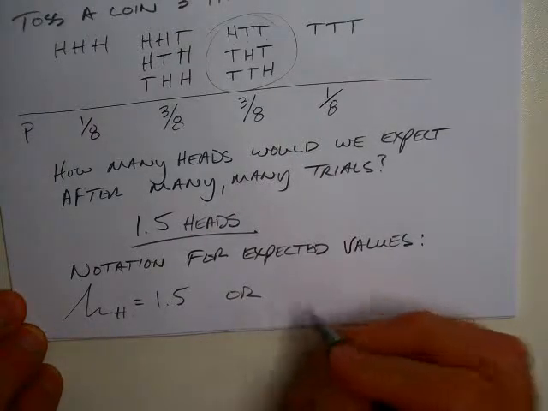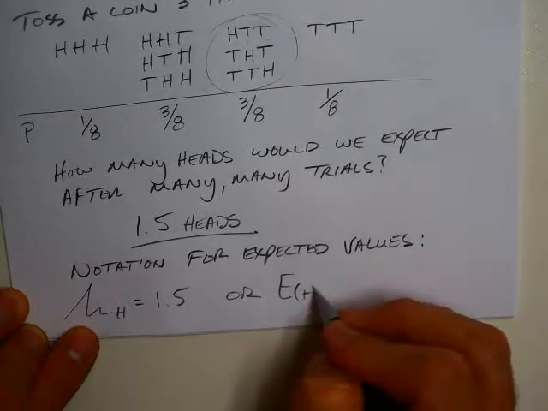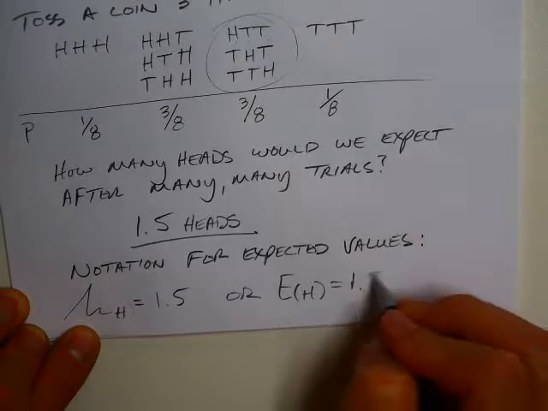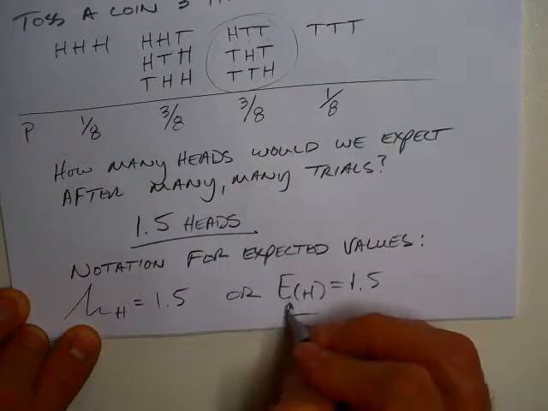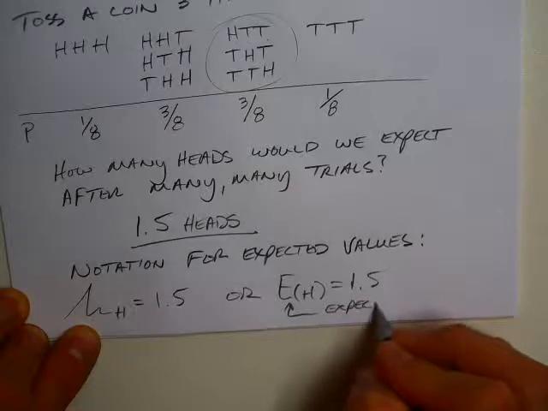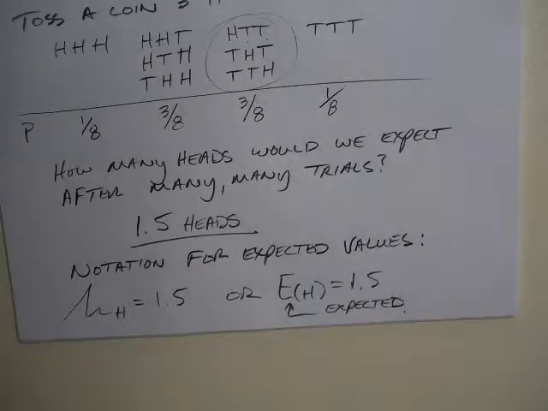Or, this is the new one to me, this big E of H equals 1.5. This is expected value. I don't know how often that'll come up because I haven't looked through the whole chapter yet, but it's worth noting that this book uses that notation. Either one you might see.